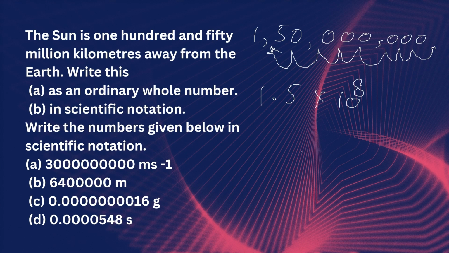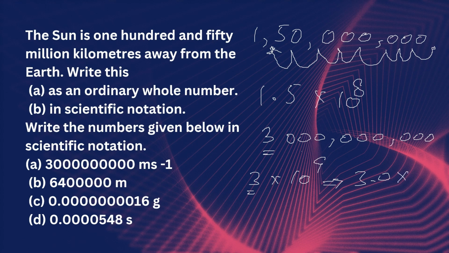Now we go to the next question. Write the numbers given below in scientific notation. After 3 there are 3 and 3, 6 and 3, 9 zeros. It is very easy to write this number in scientific notation because there is only one digit here. We will write 3 as it is, and there are 9 zeros, so I will write 10 to the power 9. Since there is only one digit before the decimal, we can write it as 3.0 into 10 to the power 9, or just 3 into 10 to the power 9.